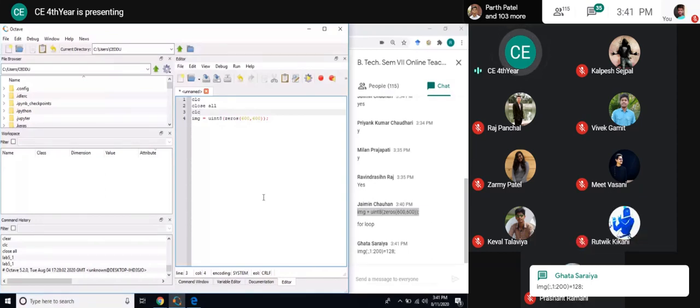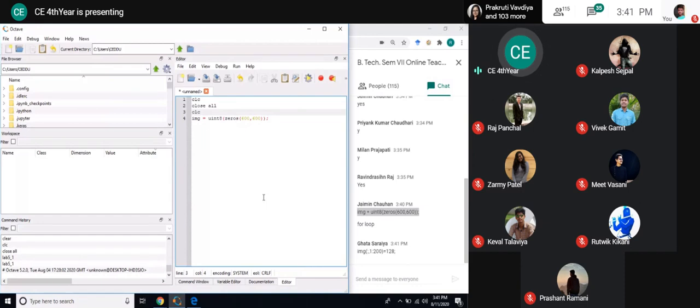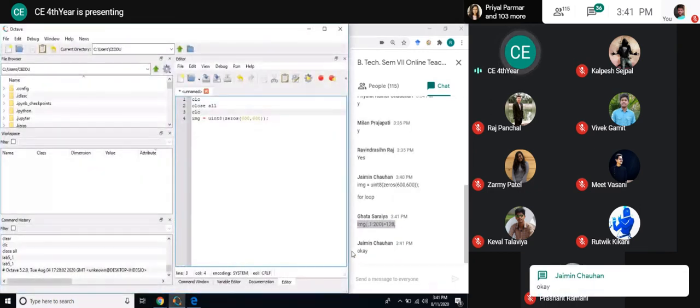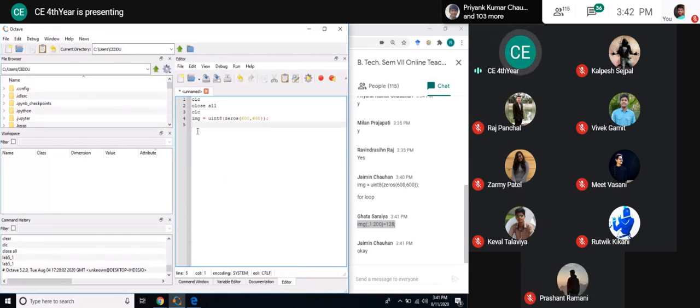Yes, a for loop is not required. Of course, you can go through a for loop, Jaimin, but Gata's idea seems better. It is simpler and faster in execution. So we will go with Gata's idea. What she says is to take all the rows and take the first 200 columns and make it 128. True. Take all the rows, and for the first 200 columns make them 128. That is true. So the first gray shade is created.